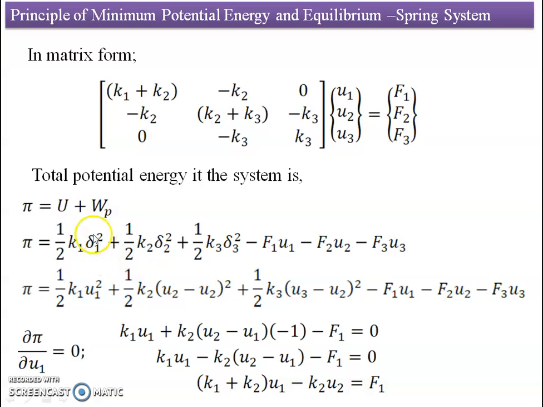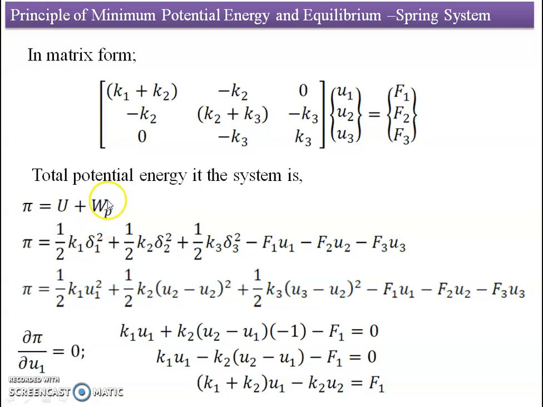If I substitute the respective values of delta1, delta2, delta3 in this equation, I will get 1/2 of K1 into U1 whole square, plus 1/2 of K2 in bracket U2 minus U1 whole square, plus 1/2 of K3 into U3 minus U2 whole square, minus F1 into U1, minus F2 into U2, minus F3 into U3. These are the potential energy terms due to the applied forces here.